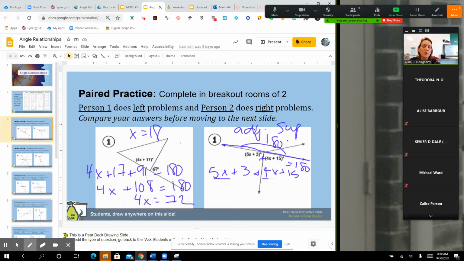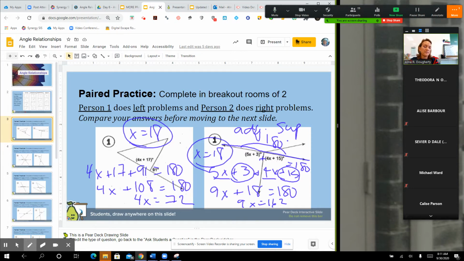You've got to combine your like terms. So 5x and 4x is 9x. And then 3 and 15 is plus 18 equals 180. So then we do 180 minus 18, and we get 162. So 9x equals 162. And then 162 divided by 9 is 18. So x equals 18 on the left and x equals 18 on the right.